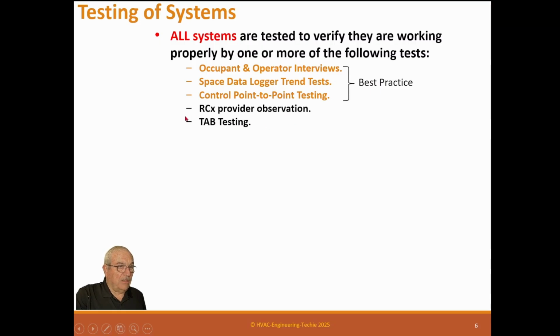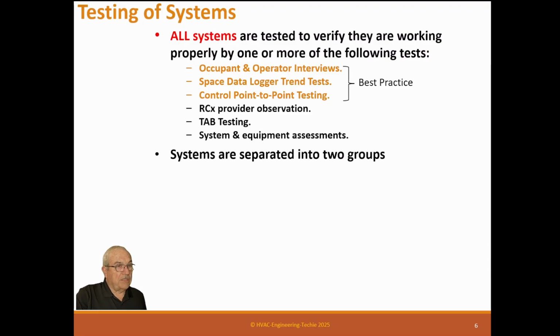And then TAB testing. A lot of us do TAB testing at the same time, which is as found testing, not a full balance. You just run through and record the CFMs you're getting and the water flows you're getting at that point in time to tell, are we anywhere near range or are we in pretty good shape? And it'll help you in your discovery process.